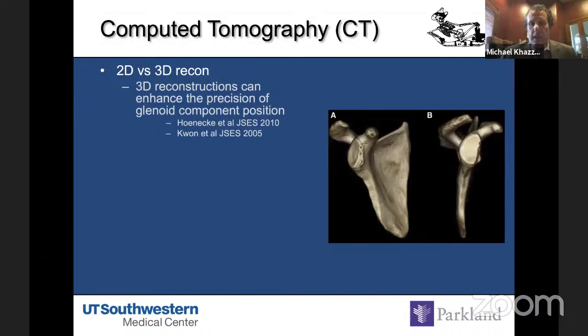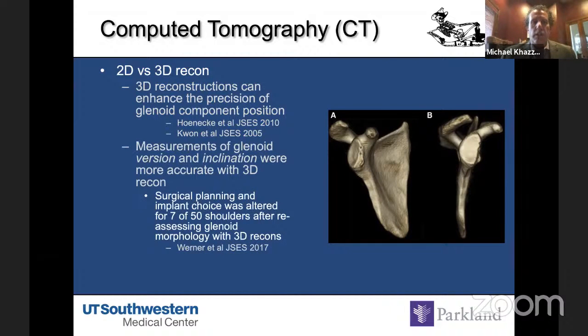It's important to understand that 2D versus 3D reconstruction gives a better assessment and understanding of the glenoid wear, and some studies have shown that 3D reconstruction did change the plan in some cases once assessed with more advanced modalities. But it gives a better assessment in 3 dimensions as to the version and inclination of the glenoid.